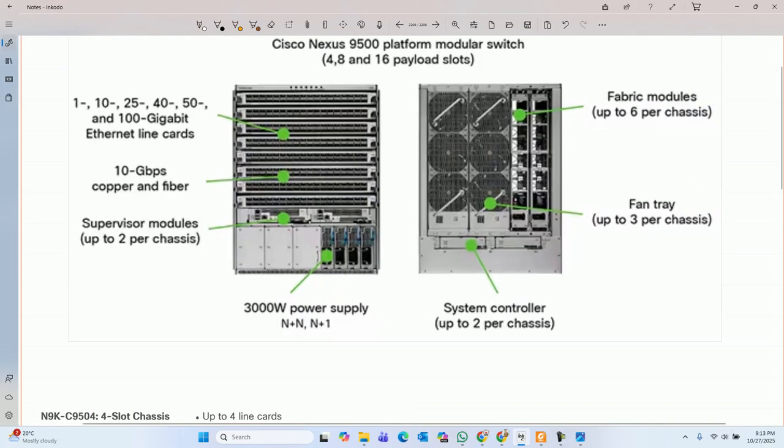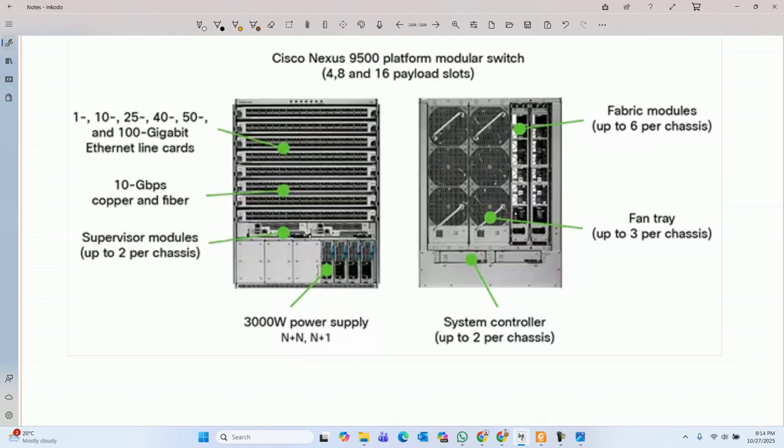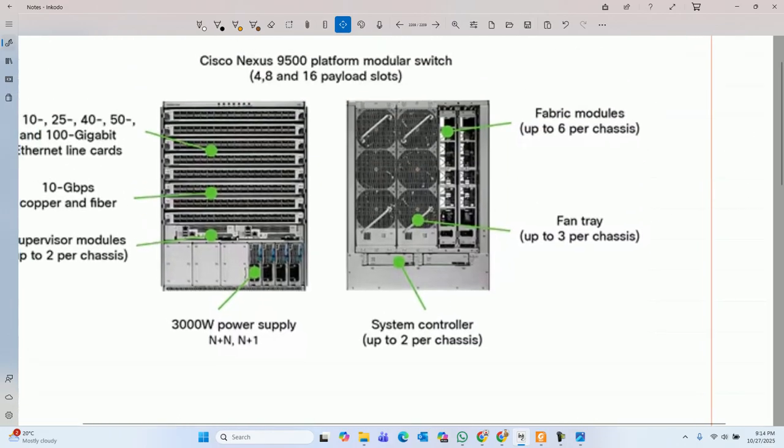So inside this 9500 series switches, we have these components, the building blocks of this 9500 series chassis. So you see the components here.